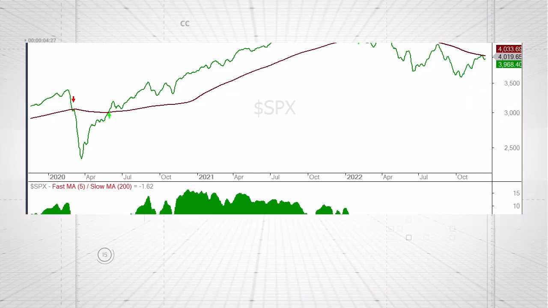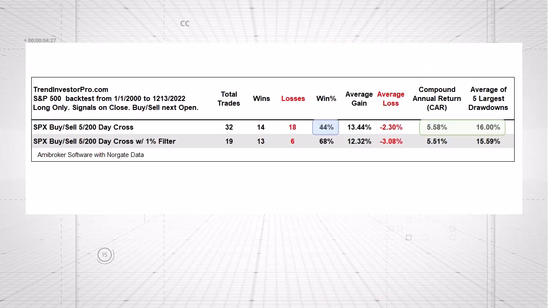So let's look at the results when we apply that 1% filter. So you can see we went from 32 trades to 19, fewer trades. We had 13 winners and 6 losers, and the win percent was 68%. So we had a higher win rate. And you can see you got the average gain a little less, the average loss a little less, but that's still very good. Compound annual return was 5.5%, and the average of the 5 largest drawdowns, 15.6%.